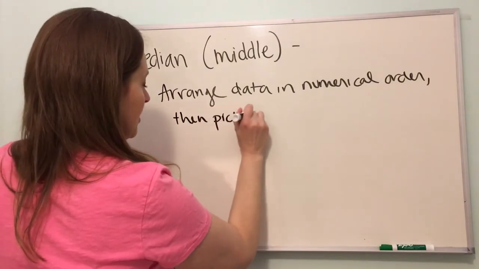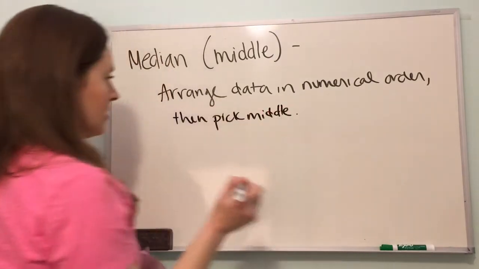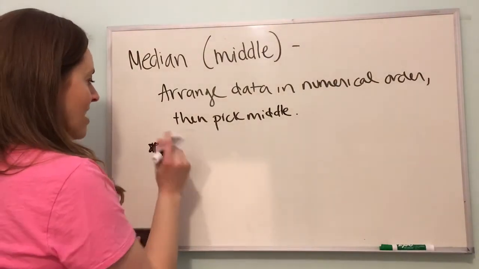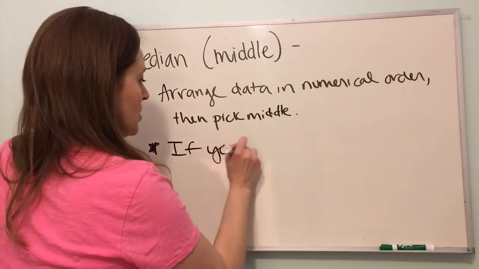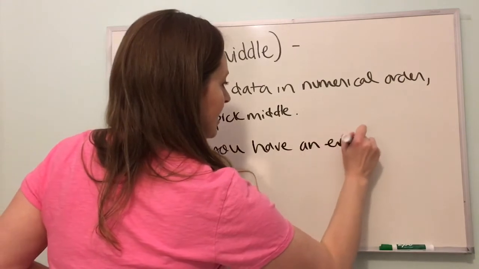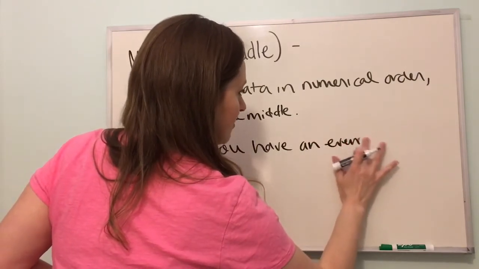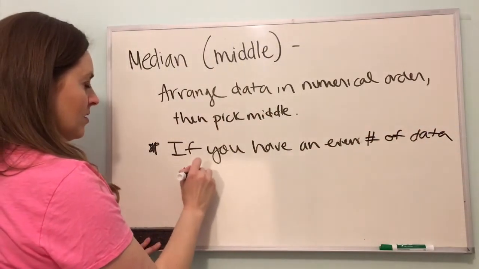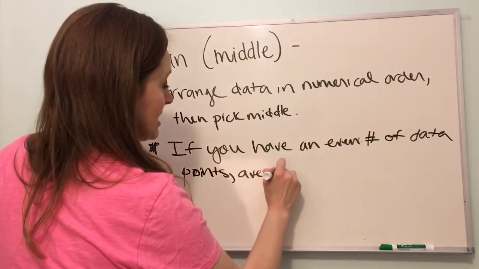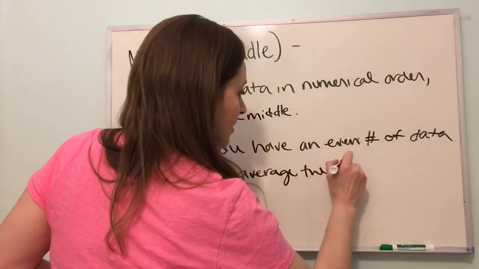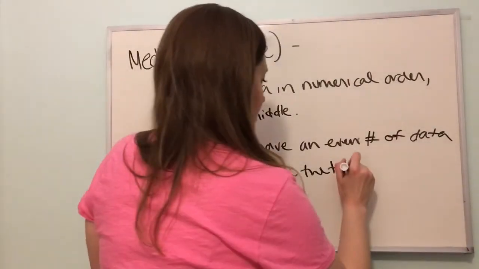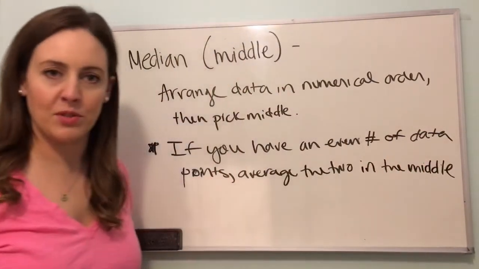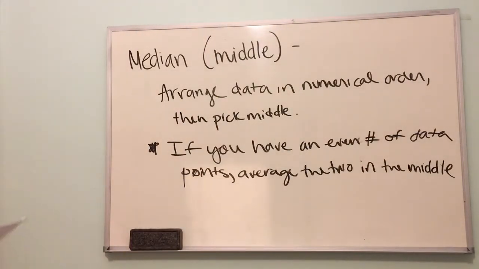Okay, well, what if there is no middle? If you have an even number of data points, you average the two in the middle. So if you have an even number of data points, you have to average or take the mean of the two. Sorry, that's really obnoxious, huh? Average the two in the middle. Of course, we're gonna do examples of this, I promise. I just want you to have the definition so when you're doing the homework, you're good, okay?